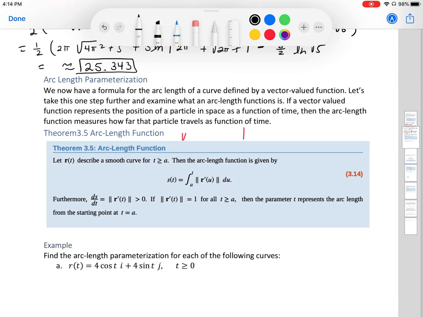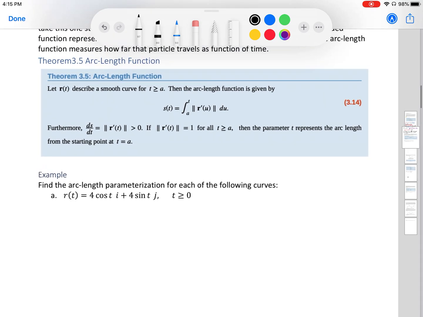Arc length parameterization. We now have the formula for arc length of a curve defined by a vector-valued function. Let's take this one step further and examine what the arc length function is. If a vector-valued function represents the position of a particle in space as a function of time, then the arc length function measures how far the particle travels as a function of time. And we have our definition for arc length.